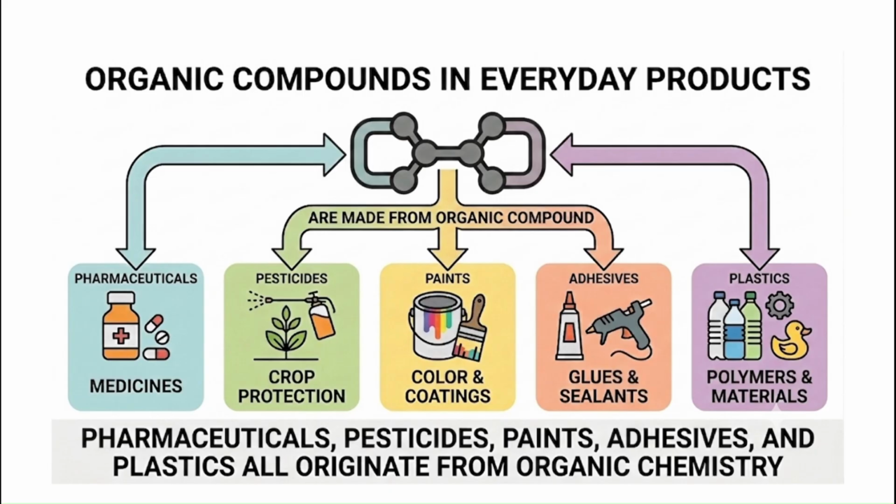And lastly, plastics and polymers, water bottles, synthetic textiles, medical tubing, electronics casing. Plastics are synthetic chains of organic monomers that reshape human industry.